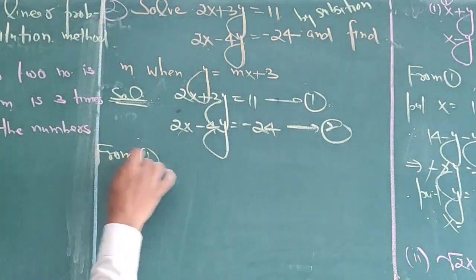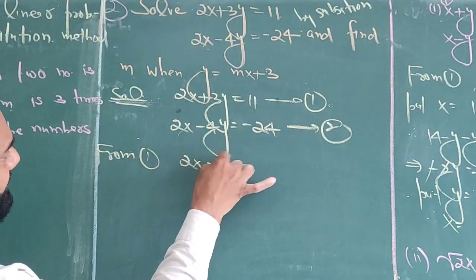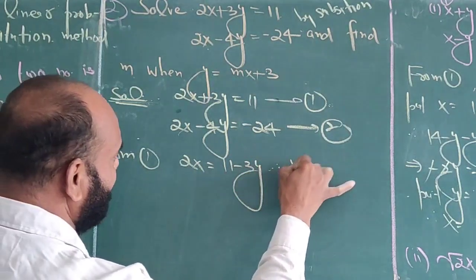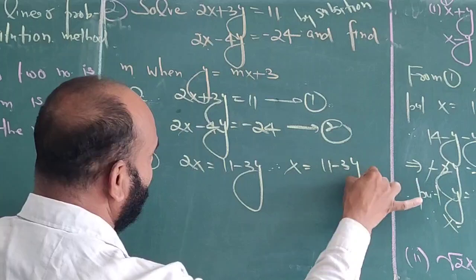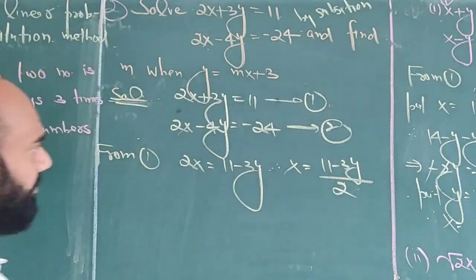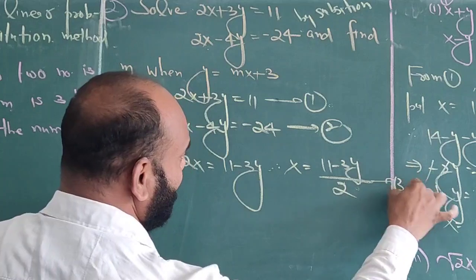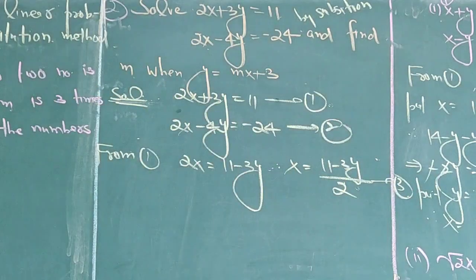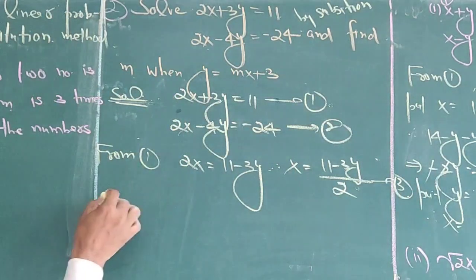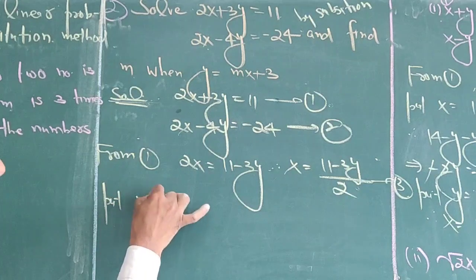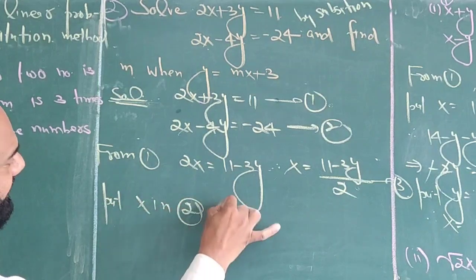So from the first, 2x is equal to 11 minus 3y. Therefore x is equal to 11 minus 3y upon 2. Now we put x in equation number 2nd, and this is named as equation 3rd. So putting x in equation number 2nd, we get.